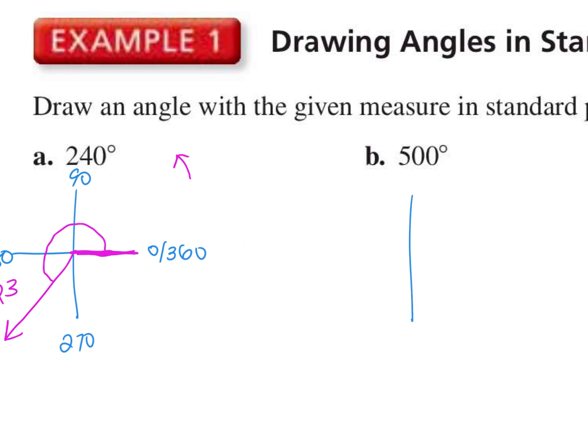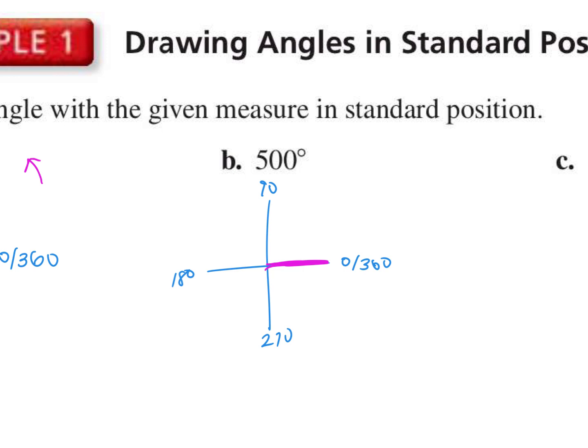Here we go. 500. Positive or negative? Positive. So I have 0, 360 here. This is 90, 180, 270. If it's positive, I start on my initial side and go which direction, up or down? Up. Now, guys, let's think about this for a second. 500 is bigger than what? 360. So I'm going to say, okay, I'm going to go around one whole circle, I know. So I'm going to subtract 360 degrees.